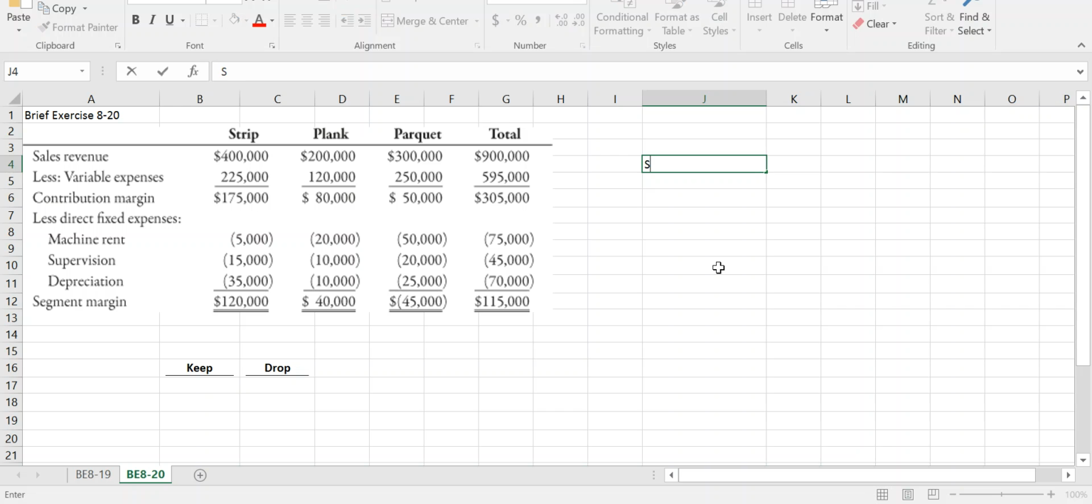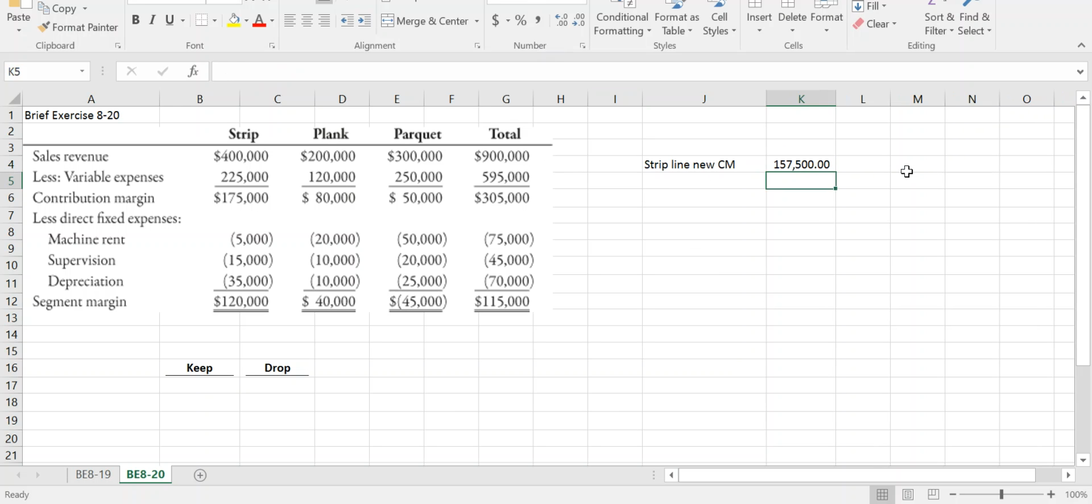To make things nice and easy, we can take for our strip line the new contribution margin. Our existing contribution margin, if we don't do anything with the Parquet line, is $175,000. And it says that our overall sales, which means our overall variable expenses, which means our overall contribution margin for strip, will drop by 10%. So that means we'll only have 90% of that value, or in total $157,500.